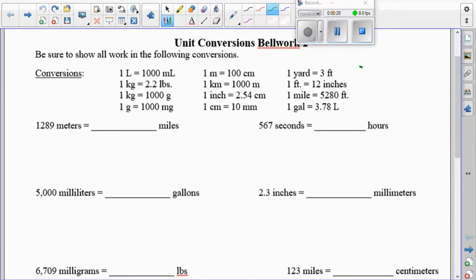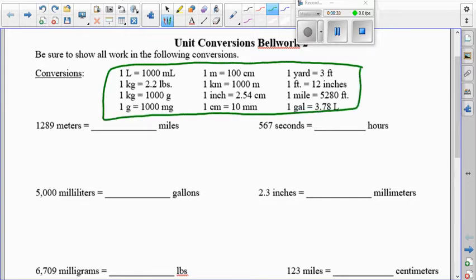Now, as I've mentioned, you will be given this chart. I copied and pasted this exact chart on your quiz tomorrow. So you do not have to memorize anything inside of that chart.